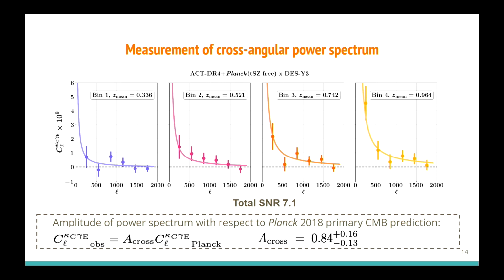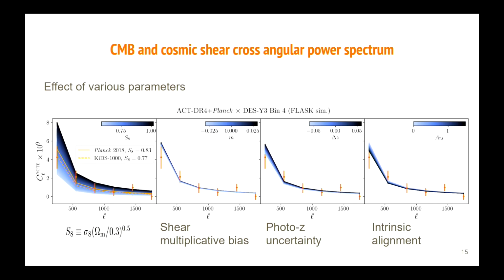So these are our data points for the 4 redshift bins along with the best fit after marginalizing over several nuisance parameters. We measure it at an SNR of 7.1. Once we have such a measurement, one thing that we can do is compare how this looks in comparison to the prediction based on CMB. We find the amplitude around 0.84, mostly consistent with 1. However, we do need to marginalize over several systematic parameters, and their effect is shown here in this plot.